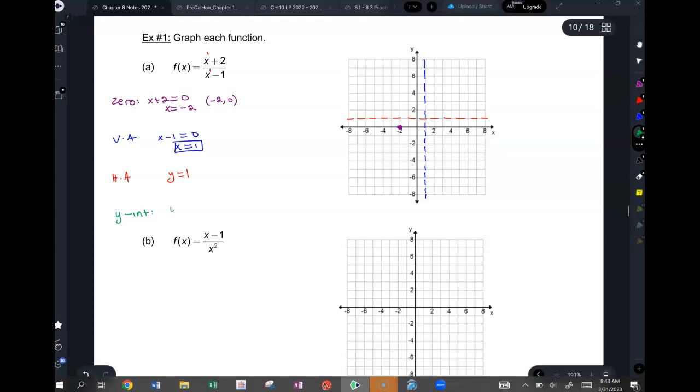So for example, we say let x equals 0, which means y equals (0 plus 2) over (0 minus 1). So what's y? -2. So it's (0, -2). Okay, that always gives you a little bit of perspective. Sometimes I don't always ask for the y-intercept because sometimes it's too high a number. But you should always know how to find the y-intercept.